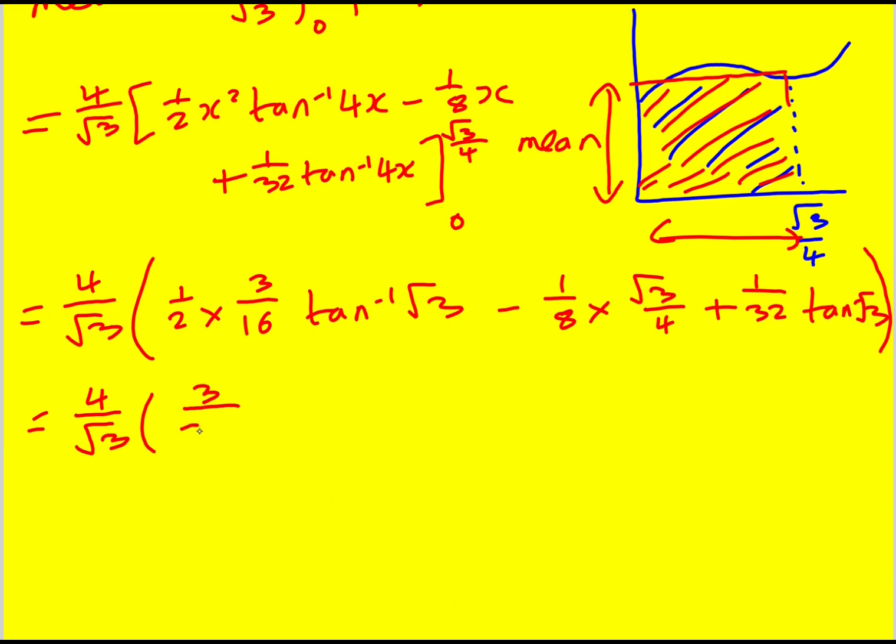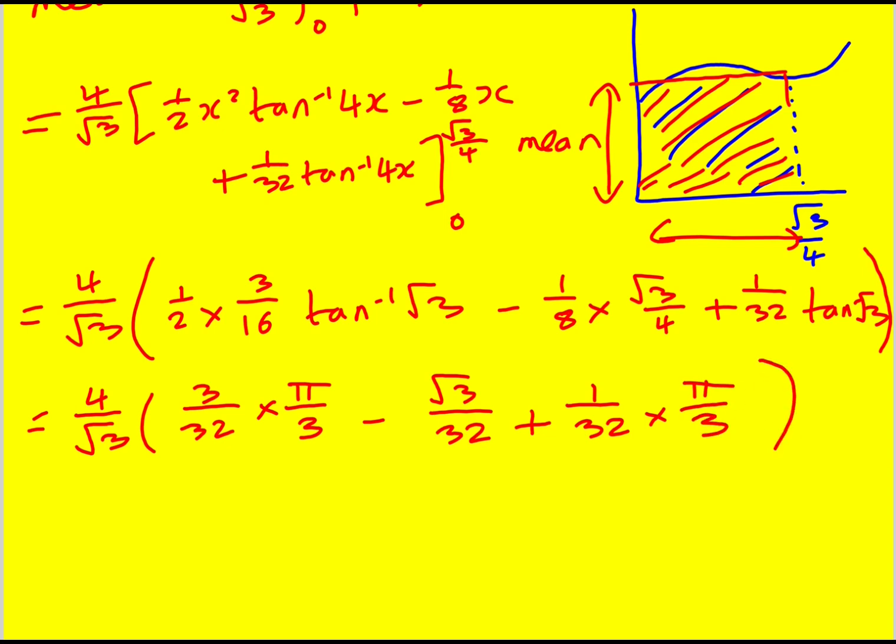So I'm going to get 3 over 32. And then inverse tan of root 3 is pi over 3. You can use your calculator. You might know that as an exact value. Then minus root 3 over 32 plus 1 over 32 times pi over 3. Amazing. I'm going to continue to tidy this up. So 3 over 32 lots of pi over 3 plus 1 over 32 lots of pi over 3 is 4 over 32, or 1 over 8 lots of pi over 3.